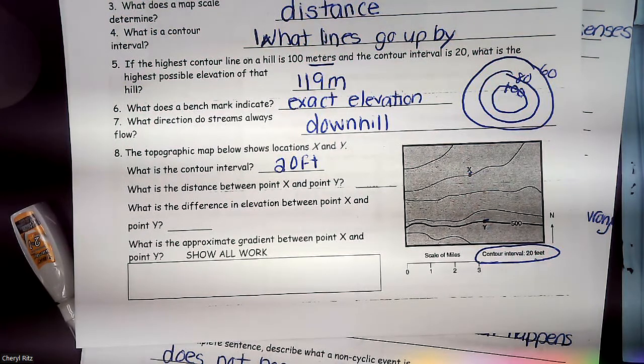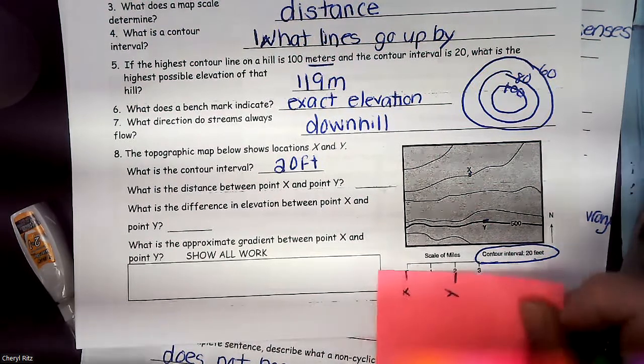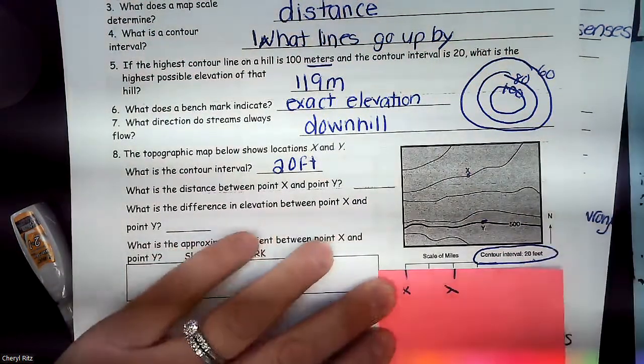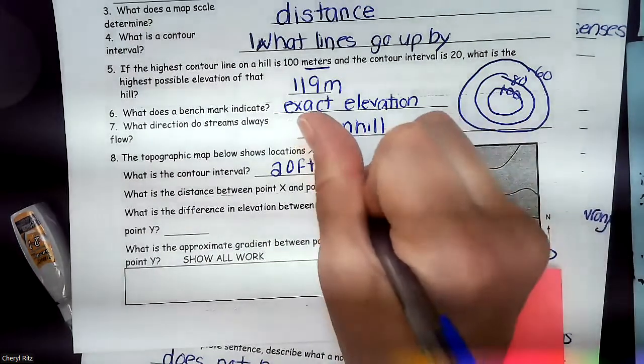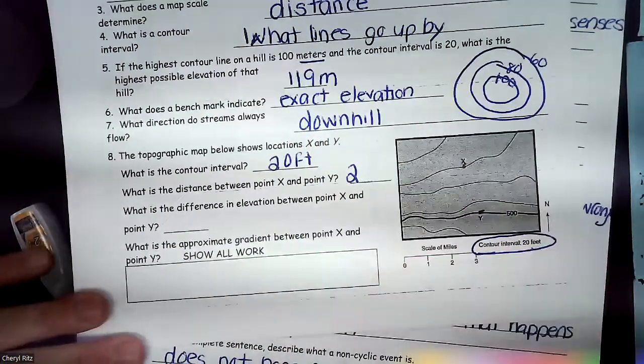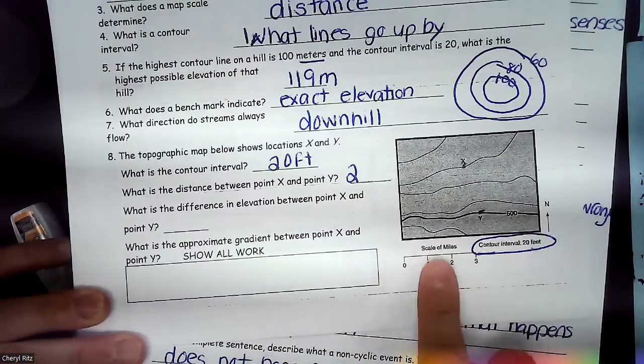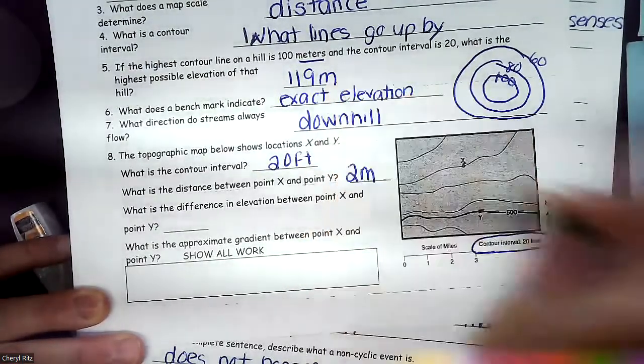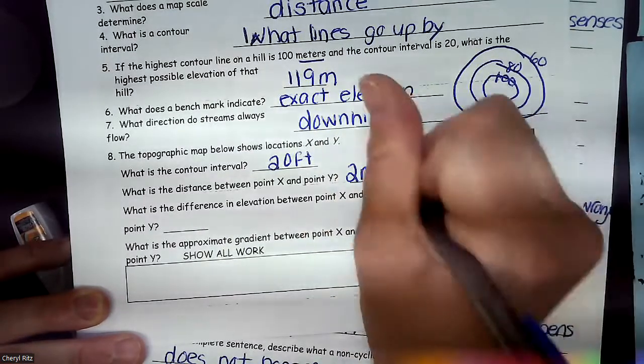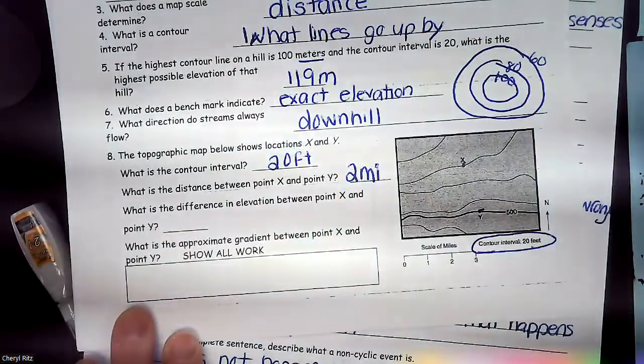So mark off X and mark off Y. Bring it down to the scale. And yes, just like Hayden said, that's 2. Hayden, 2 what? Miles. Again, I know that because it says miles right there. How do you abbreviate miles, guys? MI. If you do not know how to abbreviate something, please do not guess. Because if you write 2 meters, just M, I'd have to mark you wrong.